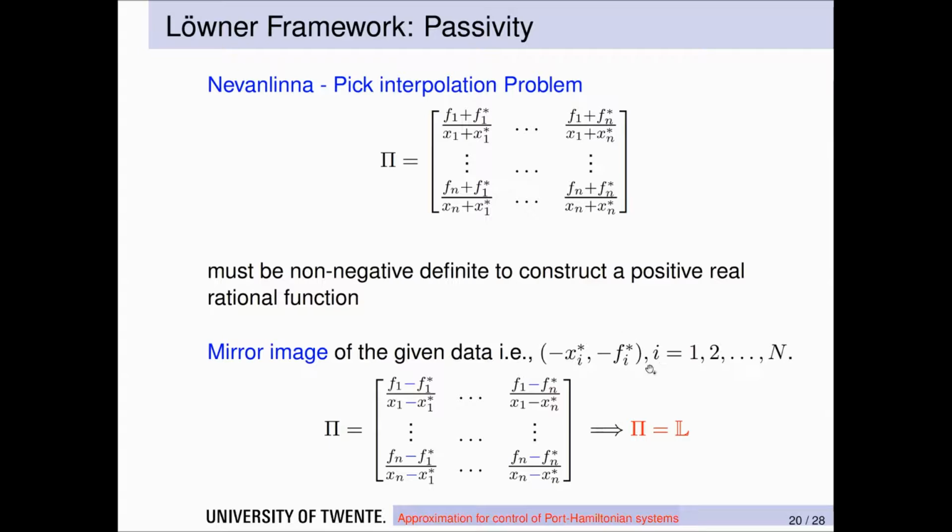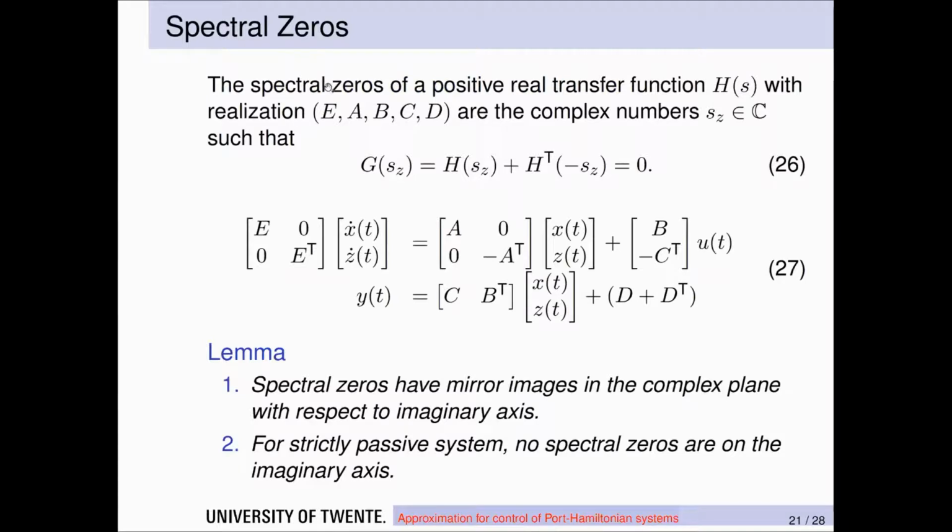But for the system, this is not fulfilled, because we only impose this condition, and the system does not satisfy it. So that's why the approximation is not good. But there are some points for which this condition is also satisfied. That means if we have the original data, then the mirror image of the data also satisfies this transfer function. And this point is called spectral zeros. So this is defined as the zeros of the original system and its adjoint system, G of s, and these are exactly the spectral zeros.